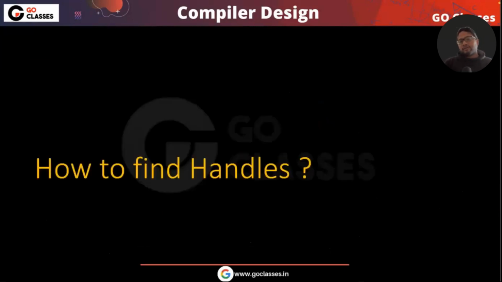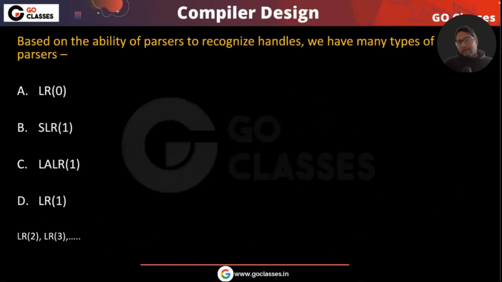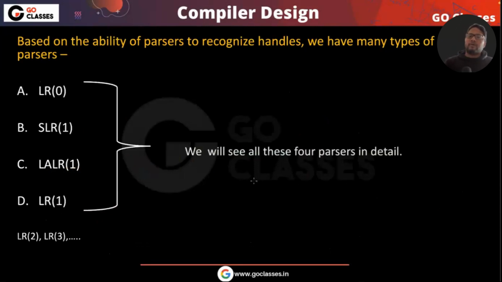So obviously the question is how to find the handles. Because if you can find the handle, then you can do all of this. Now based on the ability of the parser to recognize the handles, we have many types of parsers. We have LR0, SLR1, LALR1, LR1, and there are many others. But in our syllabus, we have only 4. We will see only these 4.